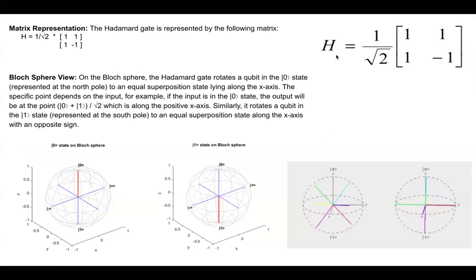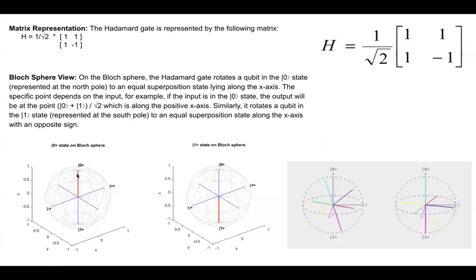This is the matrix representation of the Hadamard gate. So it gives equal probability of 1 or 0. There is a negative phase if it was applied on a 1 qubit, and a positive phase if it was applied to a 0 qubit. Now this is just a Bloch sphere view, like how we saw the Bloch sphere.